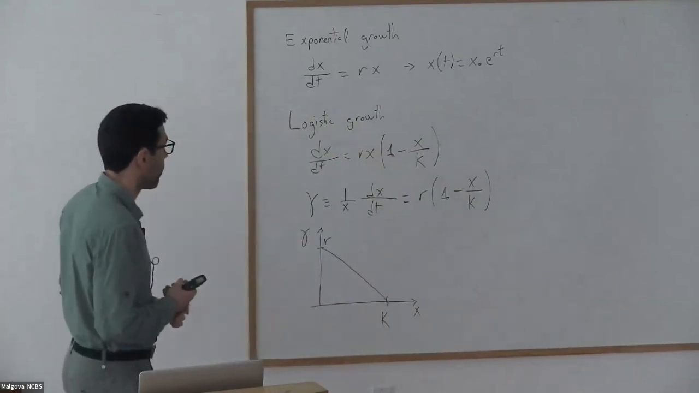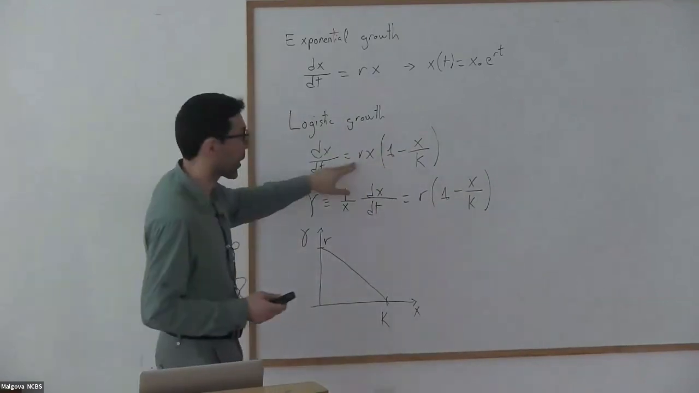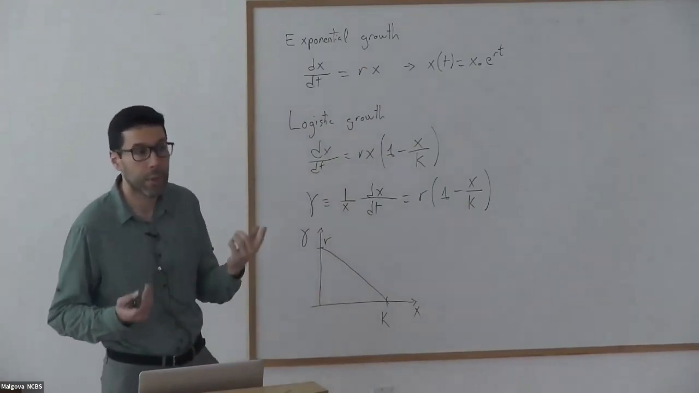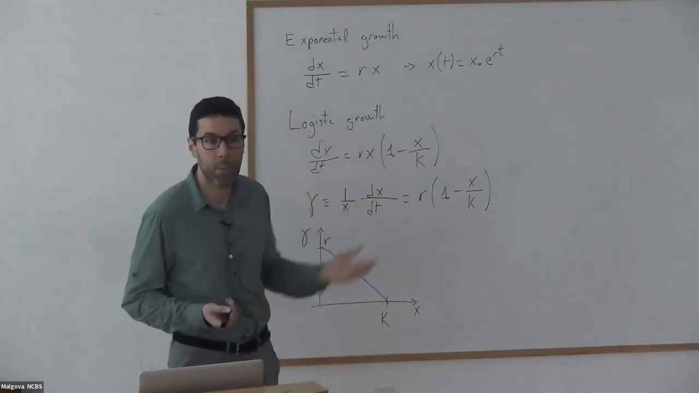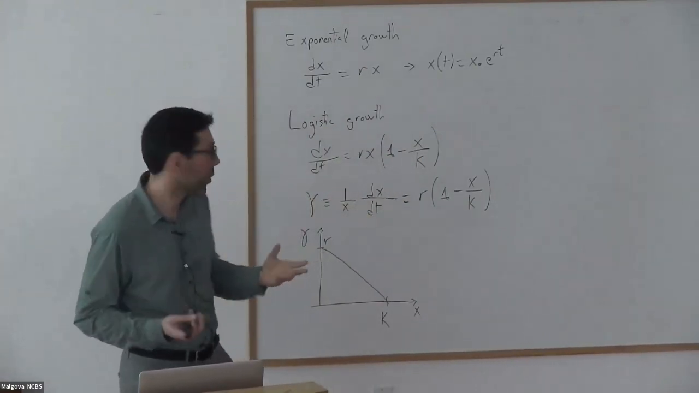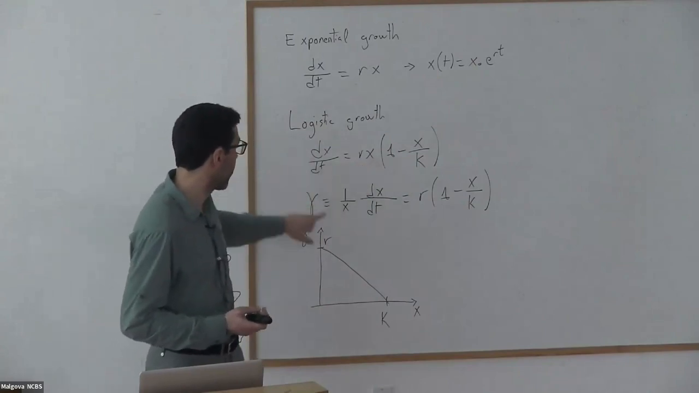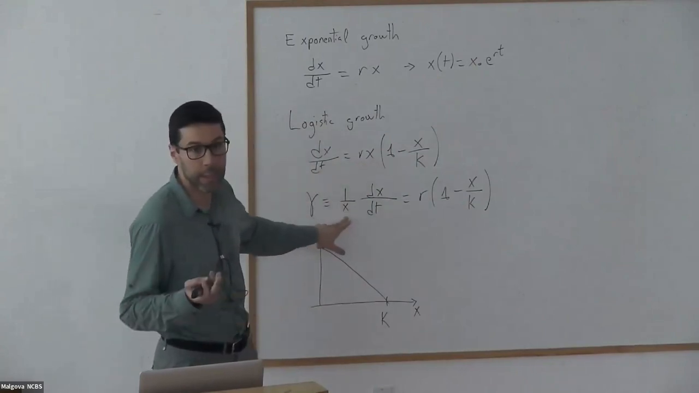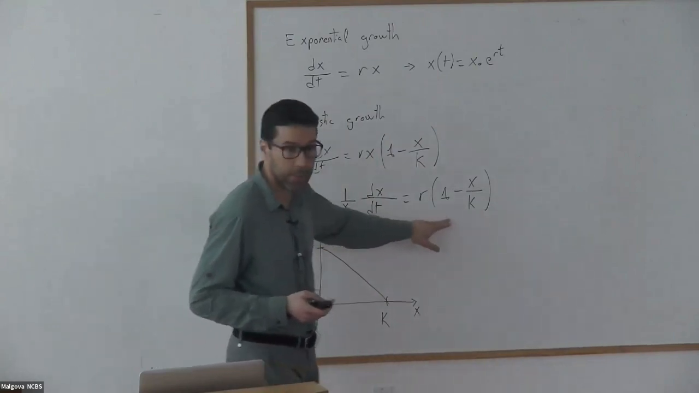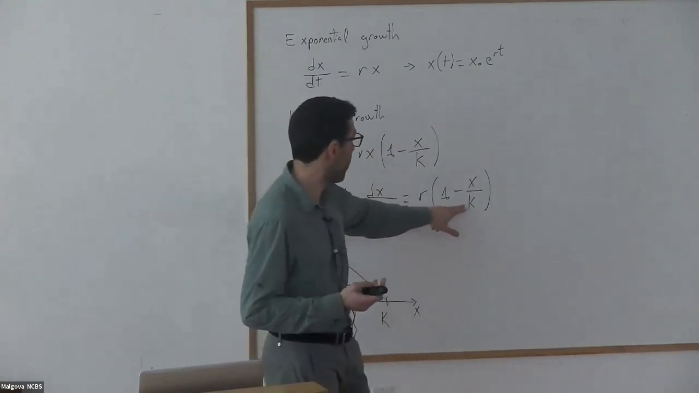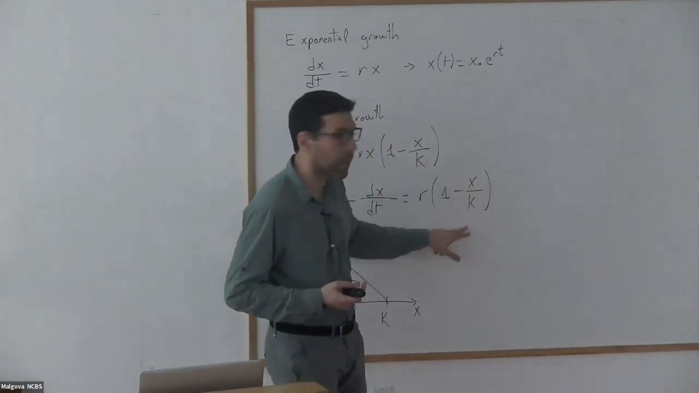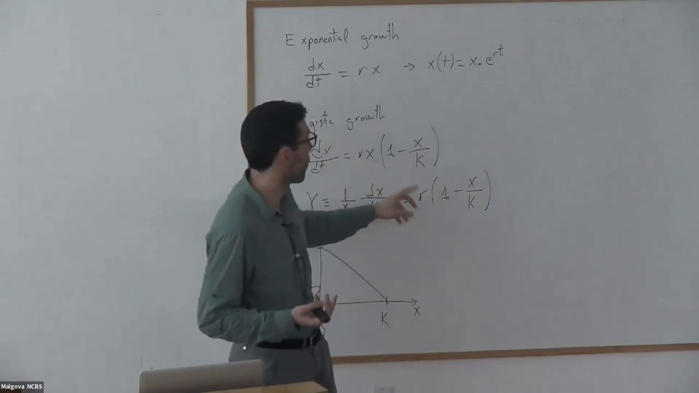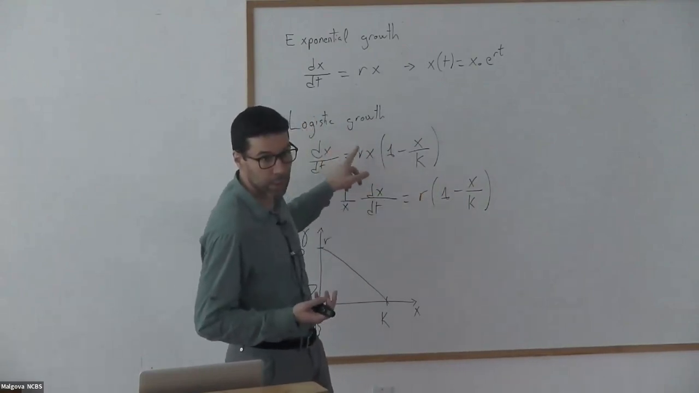If we think about the per capita growth rate, which is for an individual or for a unit of the abundance, how fast is the growth, then we can always divide the total growth rate by the abundance of the population, and here we see that there is a linear dependence on the saturation of growth under the logistic growth model.